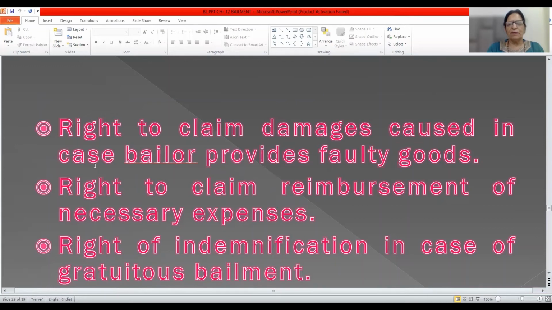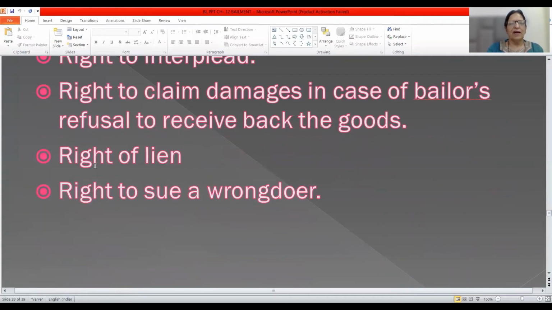The right of indemnification in case of gratuitous bailment. So gratuitous bailment is without consideration, without reward. And in this case, if the bailee suffers any amount of loss, the bailee has a right to be indemnified by the bailor. Right to interplead. The bailee also has a right to interplead, to argue, if he finds the bailor was not the true owner of the goods, but somebody else, a third party, was the owner of the goods.